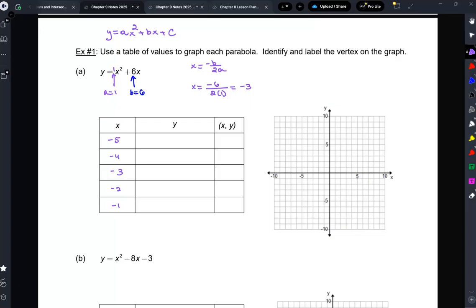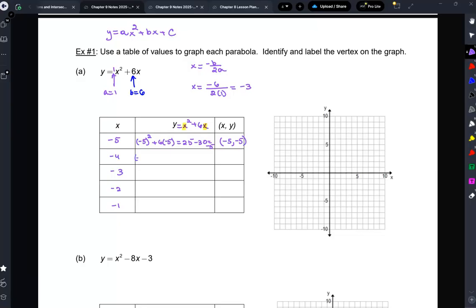Now I'm going to put my numbers into here. y equals x squared plus 6x. And I'm going to put my numbers into x. What's x here? Negative 5. So look, in parentheses, negative 5 squared plus 6 times negative 5. So what's negative 5 squared? Positive 25. 6 times negative 5 is minus 30. So I get negative 5. So negative 5, negative 5.